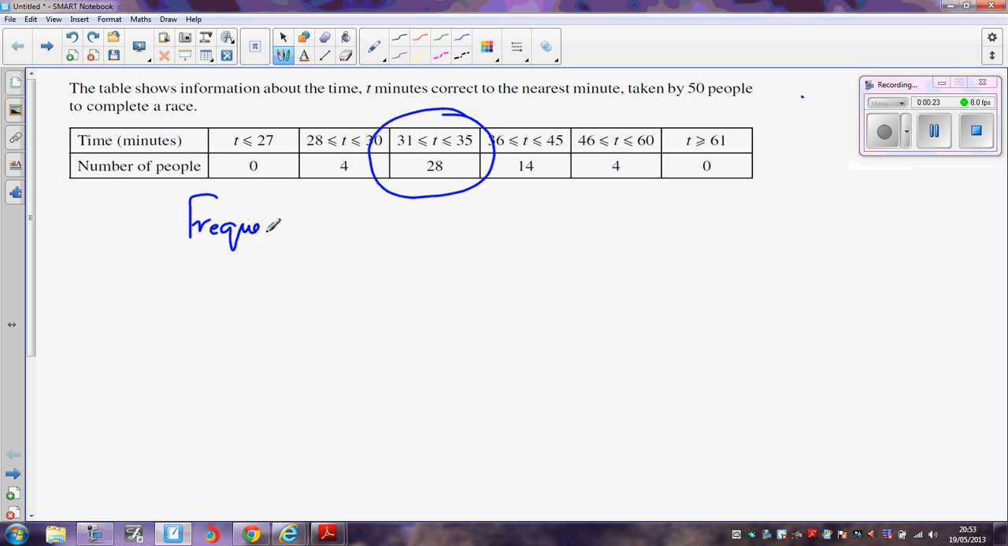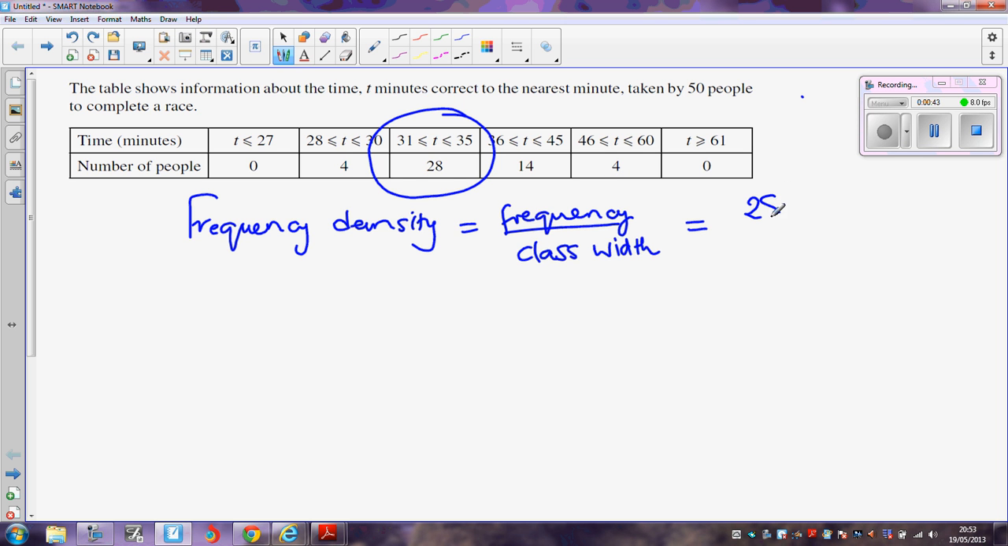To work out the frequency density, which is the height of the bar, as we've just said, is the frequency for each group divided by the class width. Now, if we look at the 31 to 35 group, the first thing we've got to realize is that the frequency is just 28.